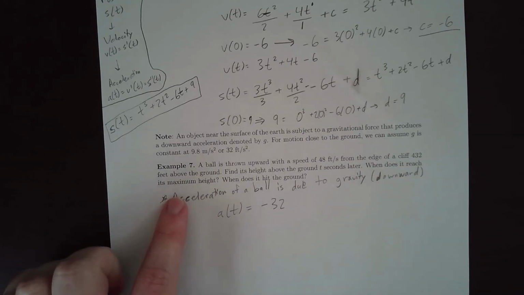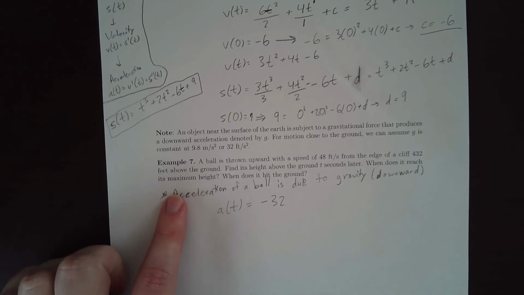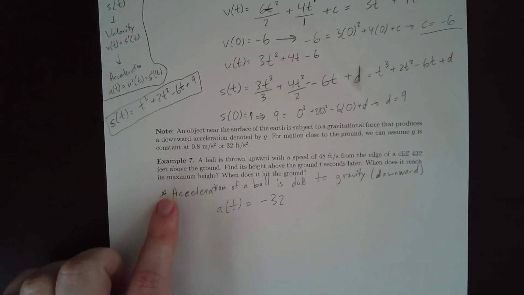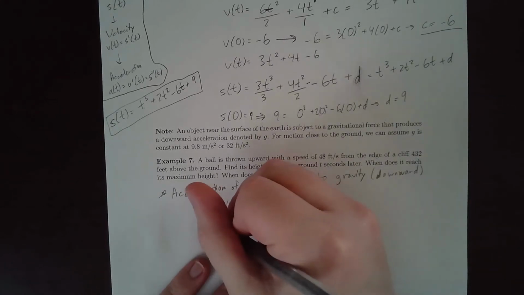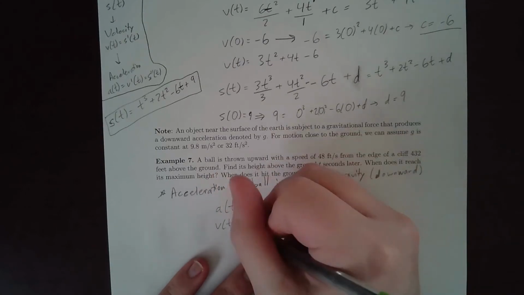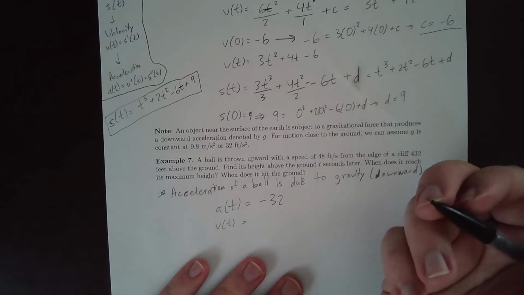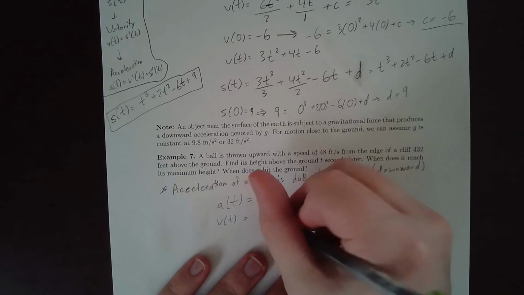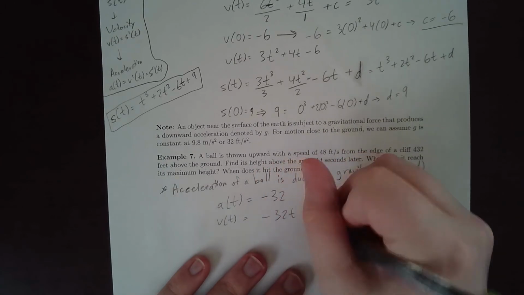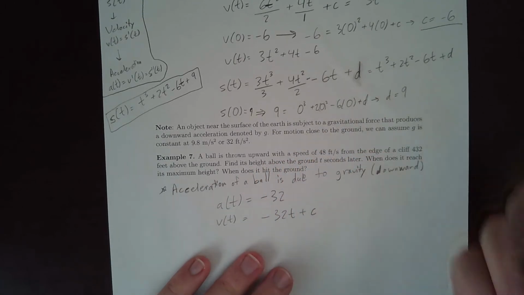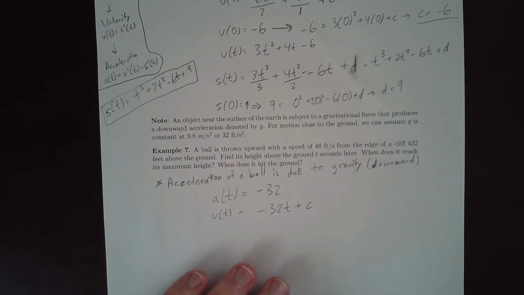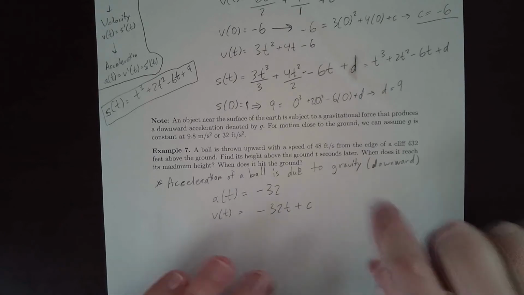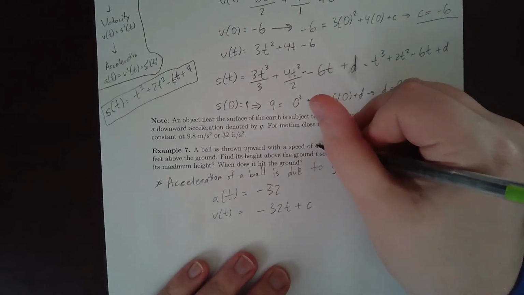We want to find out when it reaches its maximum height, which means we would need to know the position of it, and we need to know when it hits the ground, so when the position is going to be 0. So if we want the velocity, that'll be the antiderivative of negative 32. So that'll be negative 32t plus our constant c. We know that we are thrown upward with a speed of 48 feet per second.